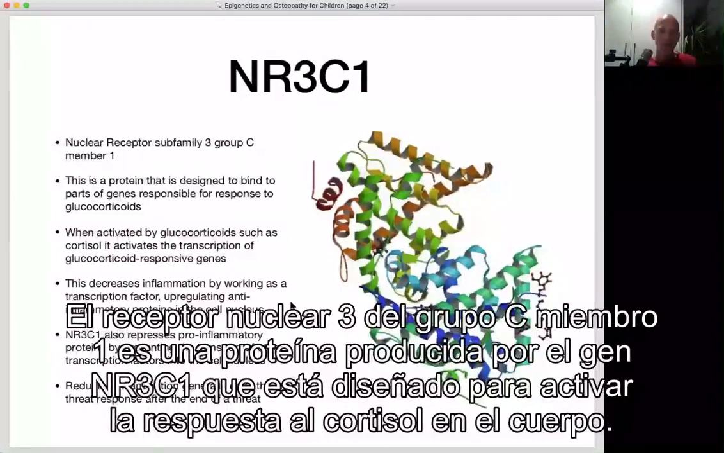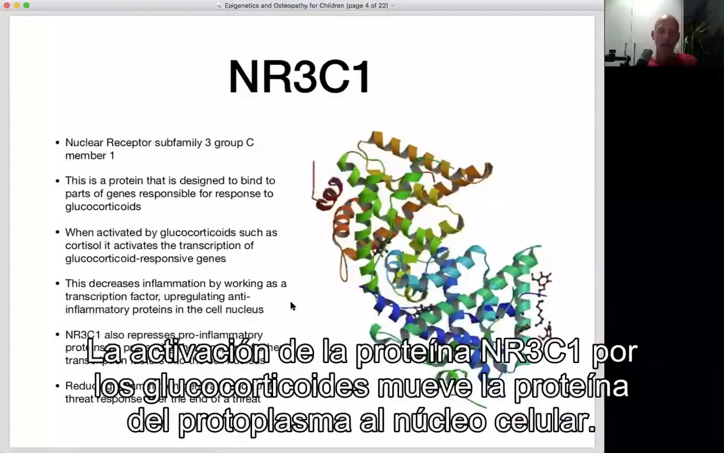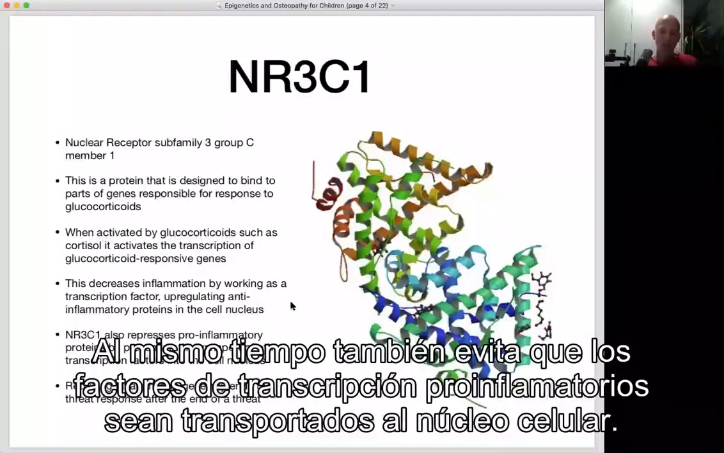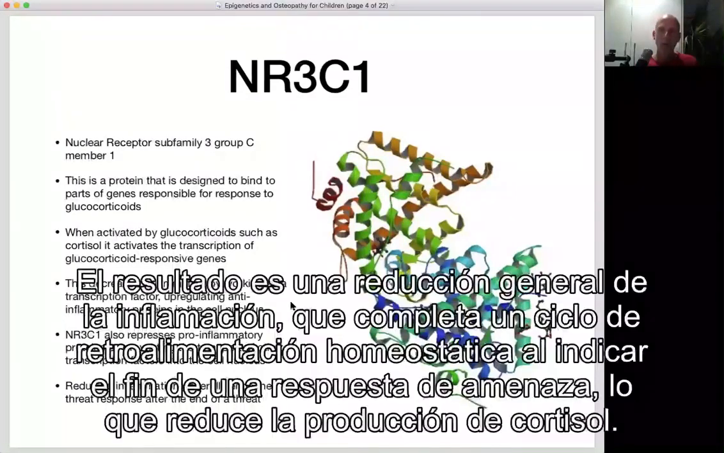Nuclear receptor 3 group C member 1 is a protein produced by the NR3C1 gene, which is designed to trigger the response to cortisol in the body. Activation of the NR3C1 protein by glucocorticoids moves the protein from the protoplasm into the cell nucleus. This triggers the activation of transcription of other genes, which are responsive to cortisol and have an anti-inflammatory effect. At the same time, it also prevents pro-inflammatory transcription factors from being transported into the cell nucleus. The result is an overall reduction of inflammation, which completes a homeostatic feedback loop by signaling the end of a threat response, which reduces cortisol production.